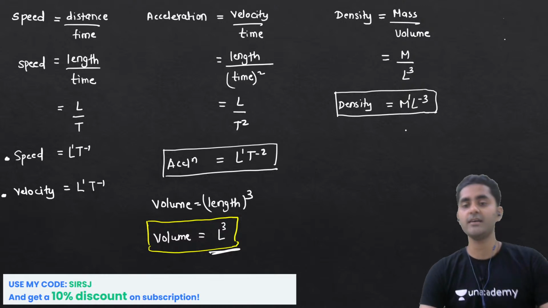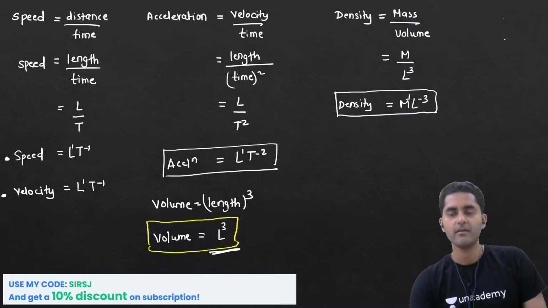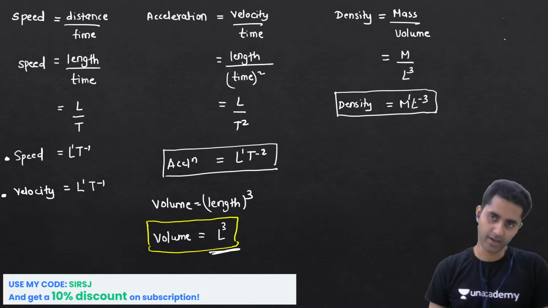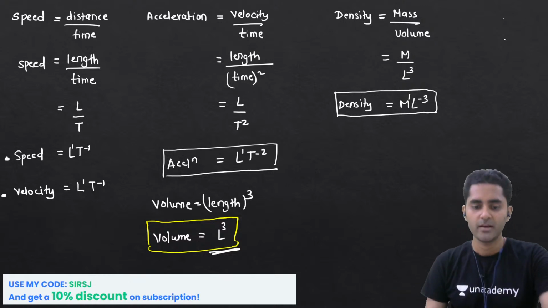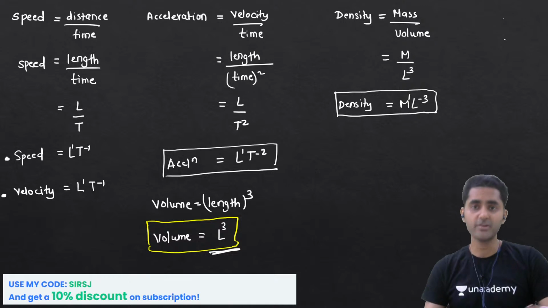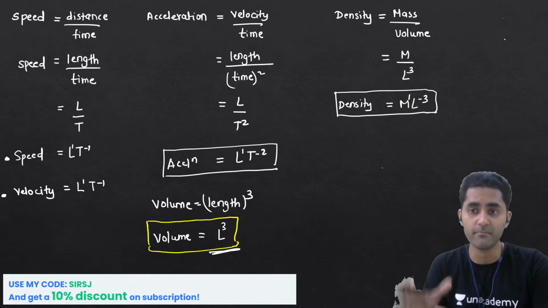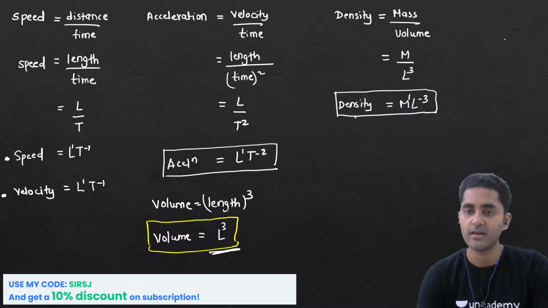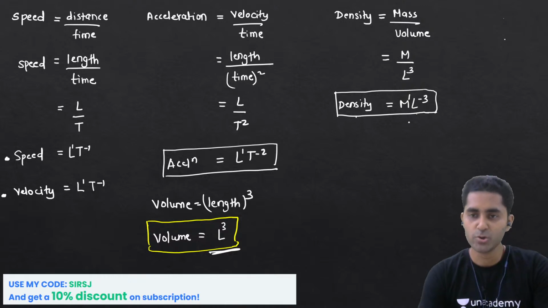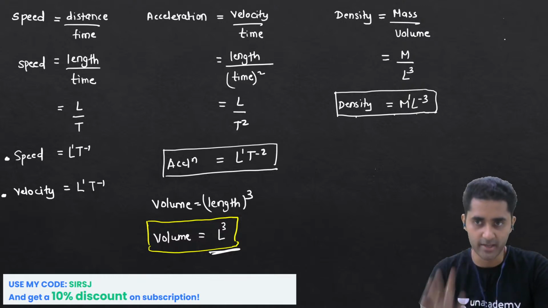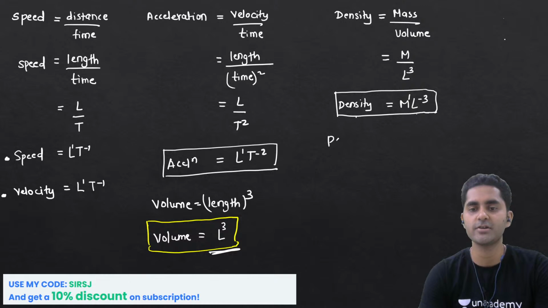So the formula for density depends on mass and length. The power for mass is 1, and for length the power is -3. Whatever these powers are telling you is how these quantities depend on the physical or fundamental quantities. So density depends on mass with power 1 and length with power -3. Whatever powers we have over here are nothing but dimensions. These powers are called dimensions.